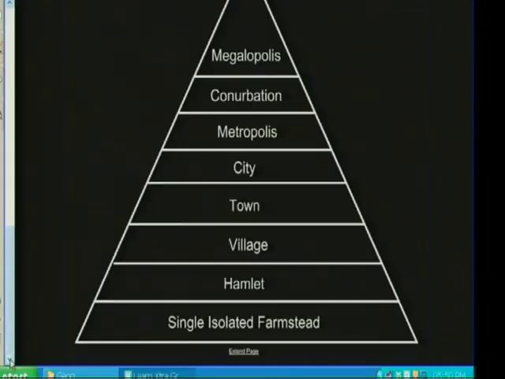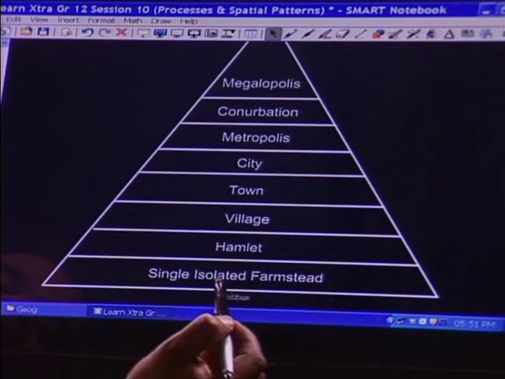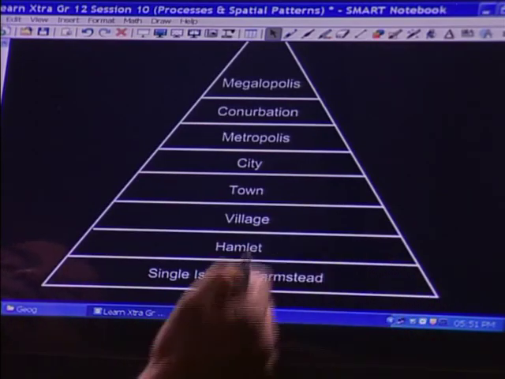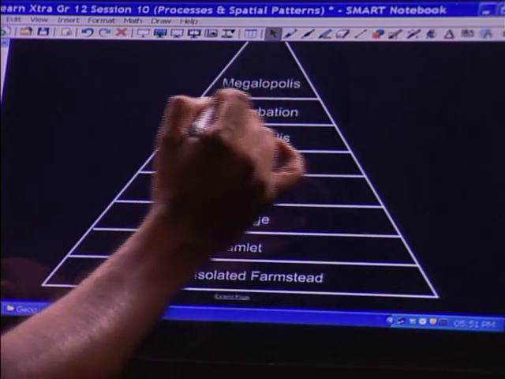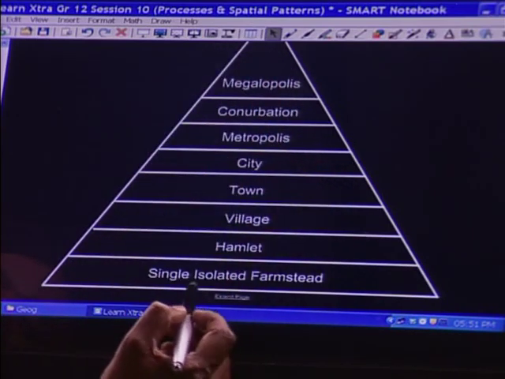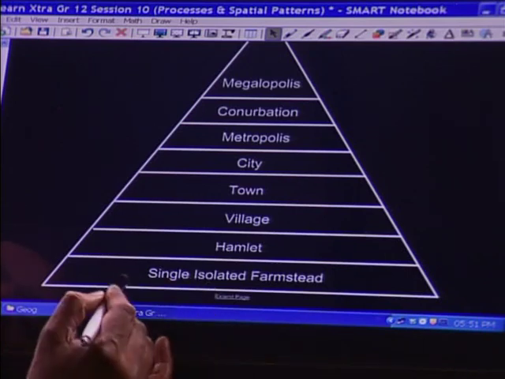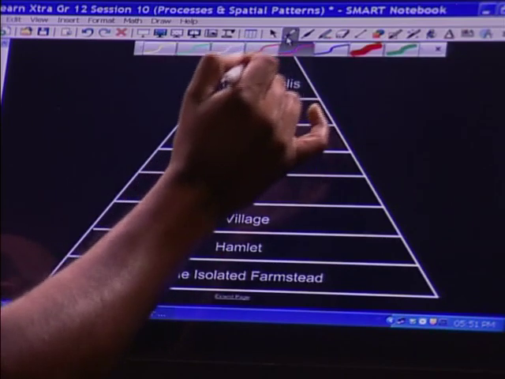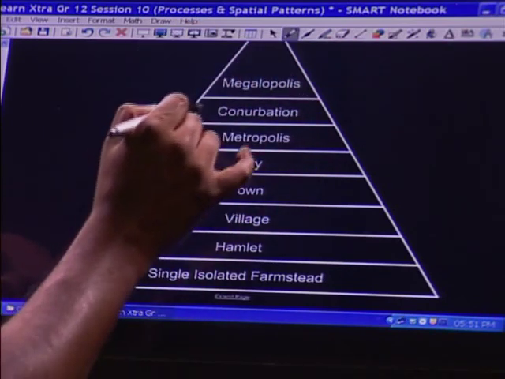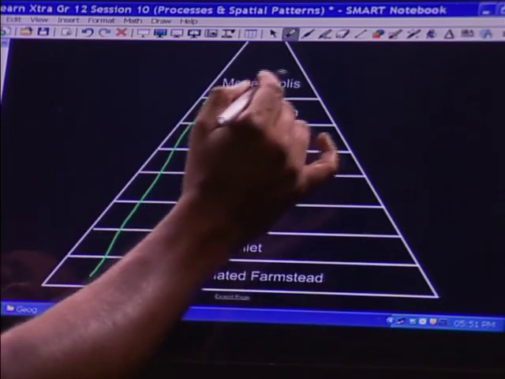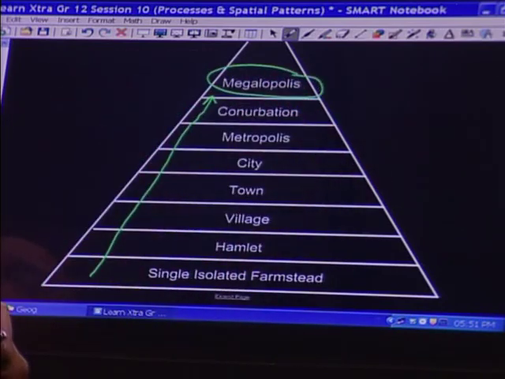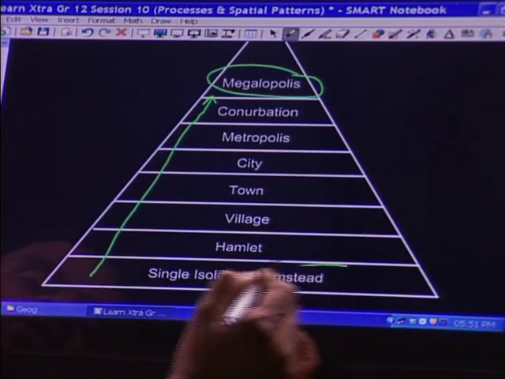In order for us to understand the settlement hierarchy, we will note that a triangle is used. When we look specifically at this particular triangle, it refers to the size of that settlement. So what you should note is the single isolated farmstead occupies a larger size in terms of area, whilst your megalopolis occupies a smaller area. Although what we should note is the following. As you move up the settlement hierarchy, the number of functions increases. So the largest of all settlements in terms of functions is a megalopolis. The smallest in terms of functions is a farmstead.